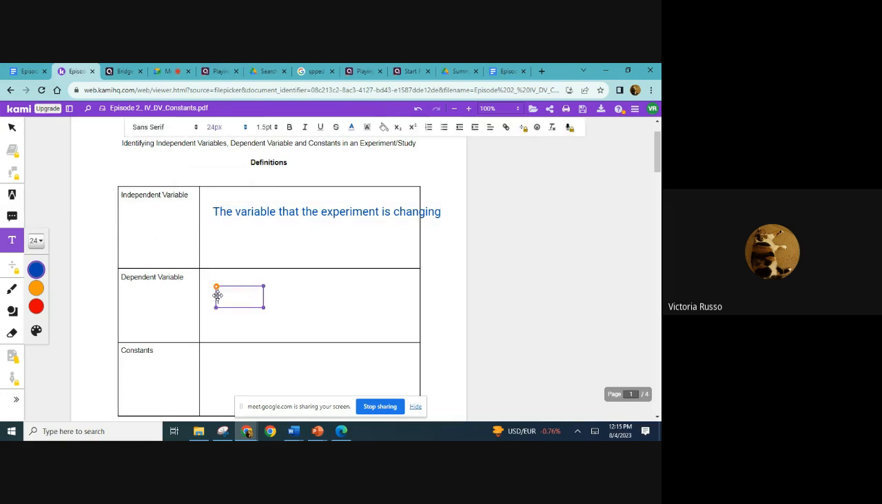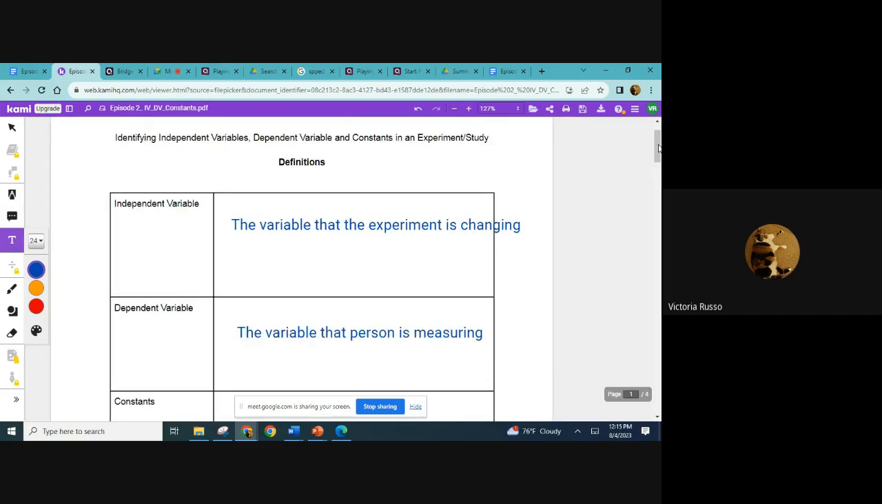The dependent variable is the variable that the person is measuring. So they don't change it themselves. It's the result of them changing the independent variable. And usually you'll see the words record, measured, recorded, written down. As a result of what they change in the beginning, they measure something else. And that is the dependent variable.